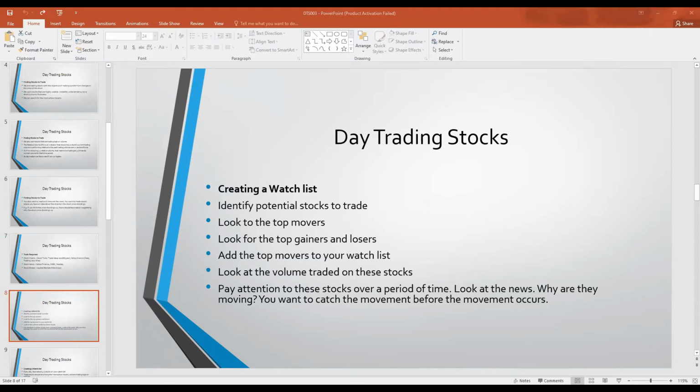First, look at the most active movers. Go to Yahoo Finance and look for the most active movers. You can see the most active gainers and the most active losers. The most active gainers are the stocks whose prices are going up, and the most active losers are the stocks whose prices are going down. These are the stocks whose prices are exhibiting the most volatility. Let me show you.